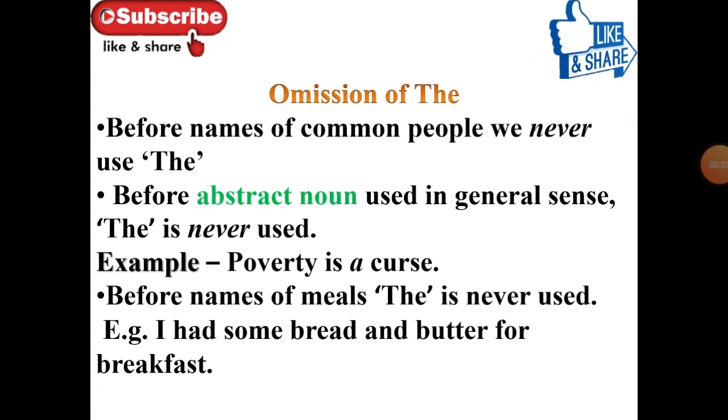Now let's see about the omission, where the is not used. Before names of common people, we never use the. As we have read earlier, the is not used with proper nouns. Before abstract noun, in general sense, the is never used. Like poverty is a curse.